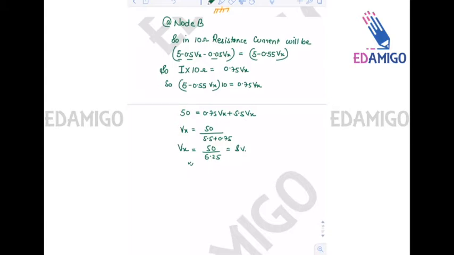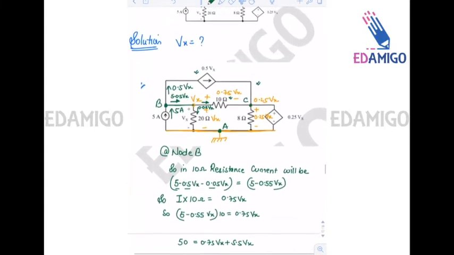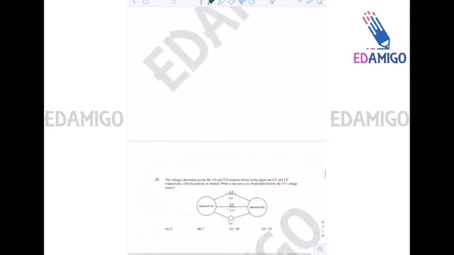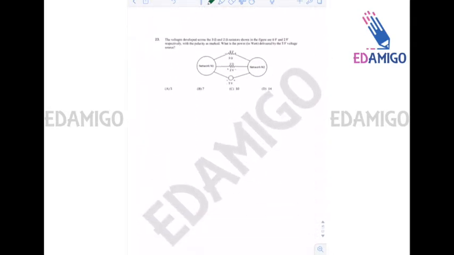So I would always prefer that you should use KCL and KVL in a combined manner for the GATE exam. Okay, you do not have to restrict yourself to mesh or nodal analysis, as we have seen in this question. Okay, now another question, question number 23.